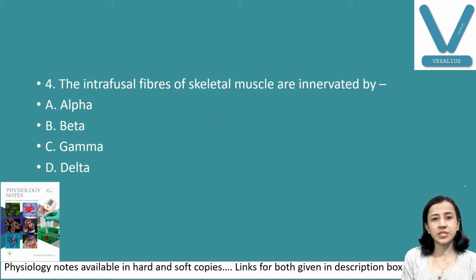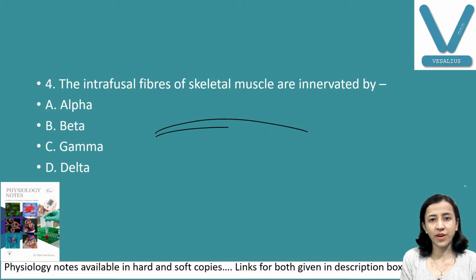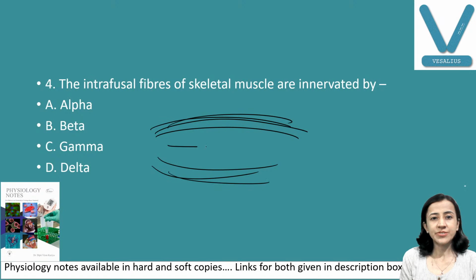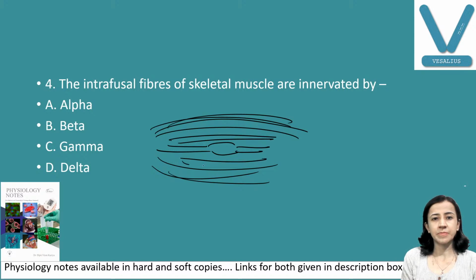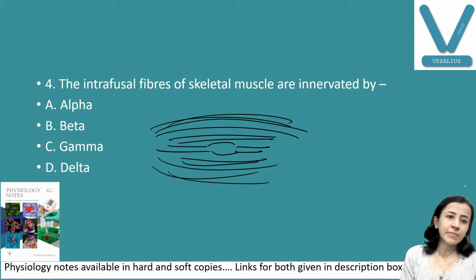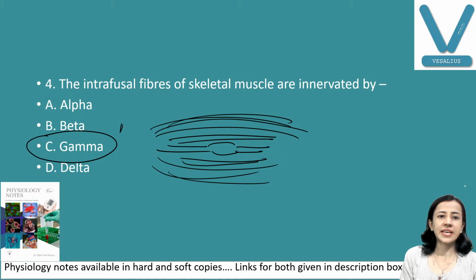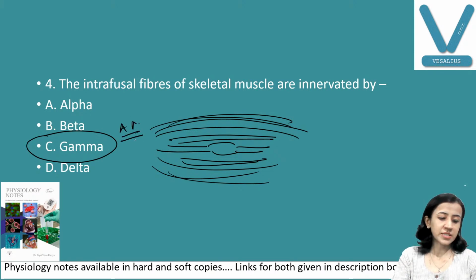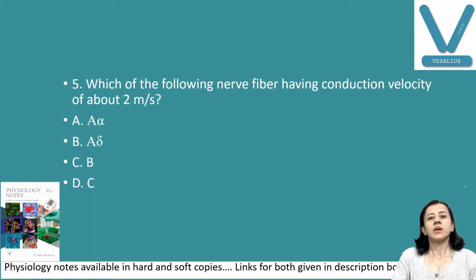I think we have not discussed, but the skeletal muscle has two types of fiber. These are extrafusal, outside, large fibers, and intrafusal fibers. These are nuclear bag fibers and nuclear chain fibers, and they are supplied by gamma fibers, A gamma. Okay. If I have not discussed, this is just for you to remember.